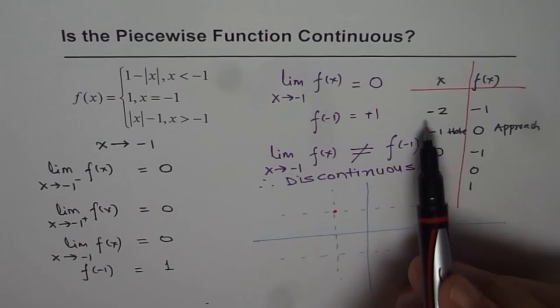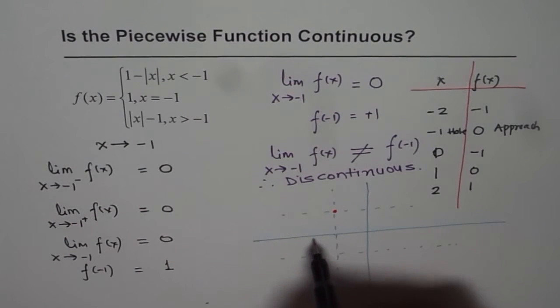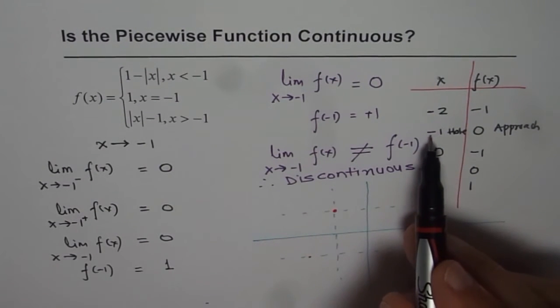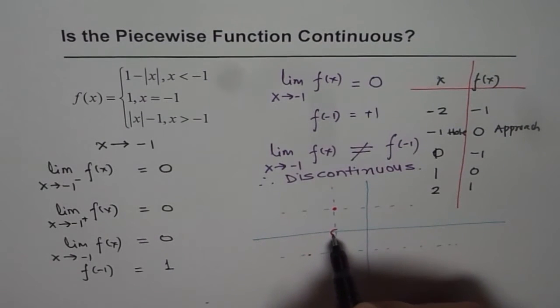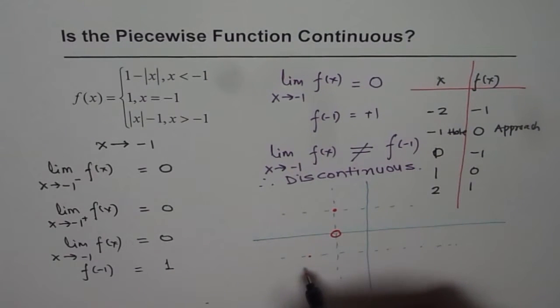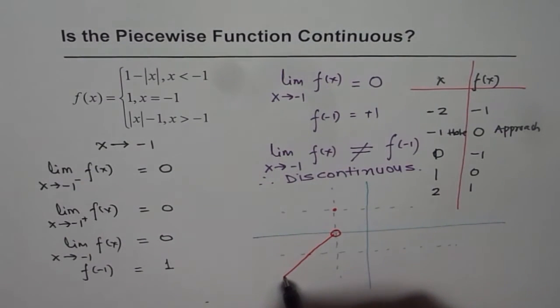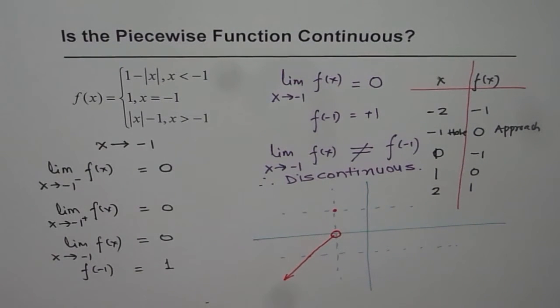So let's start with -2. We have 1 here, -2 here. The value is -1. So this is one point for us, right? And then at -1, it is 0, but it's a hole. It is approaching this point, but it's not really that point. So this first piece is like this. Do you see that? So that is my first piece.